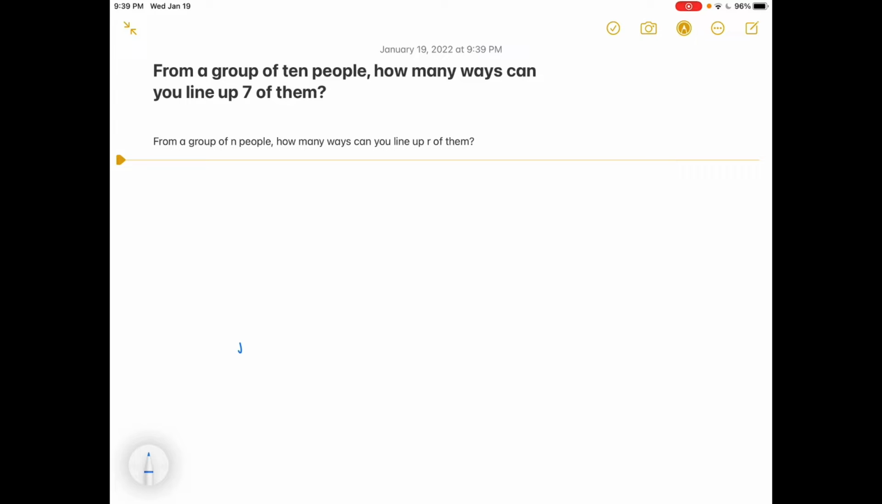Today we're looking at questions like this. From a group of 10 people, how many ways can you line up 7 of them? So you could say, oh, I've got my first person and I've got 10 choices. And I've got my second person, and I've got 9 choices. And third person, I've got 8 choices. And fourth person, I have 7 choices. And so on. So fifth person, I have 6 choices. Sixth person, I have 5 choices. And seventh person, I have 4 choices.